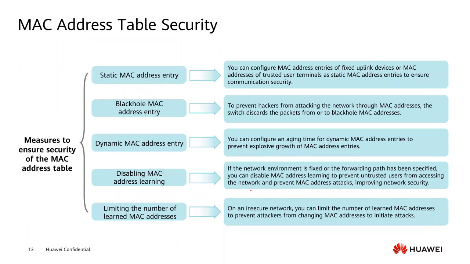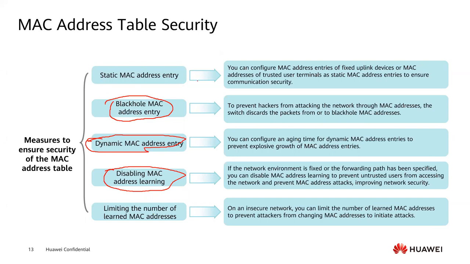Now let's look at what we will learn in this part. We have four methods to achieve MAC address table security. The first one is static MAC address entries, the second one is black hole MAC address entries, and the third is how to accelerate the dynamic MAC address entries aging. The fourth method is disabling MAC address learning, and the last one is limiting the number of learned MAC addresses. Now let's look at the first one.